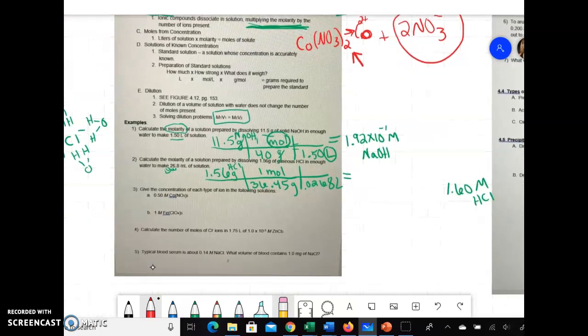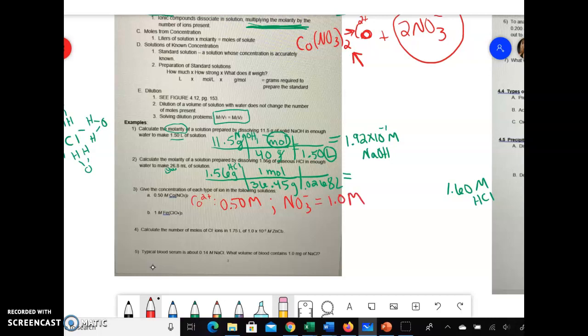So going back to this example down here, number 3, it says give the concentration of each type of ion in here. And so actually this is the one that I was doing, the 0.5 is the molarity of cobalt nitrate. And since you have 1 cobalt ion for every compound, it's going to be the same. So the concentration of cobalt 2+ is going to be 0.5 as the molarity. But if we're talking about nitrate, because you have 2 nitrate ions for every compound, you have to multiply that by 2. And so 1 is going to be the molarity of the nitrate ion.